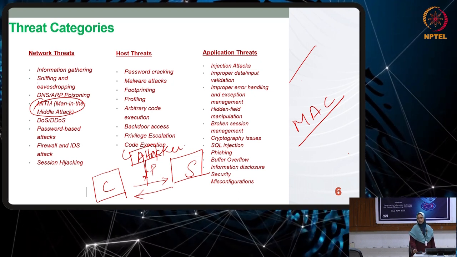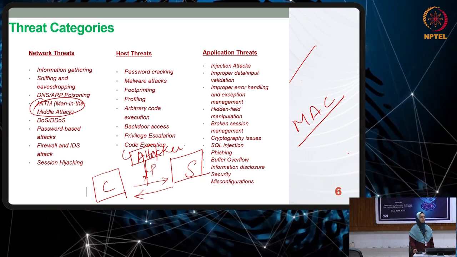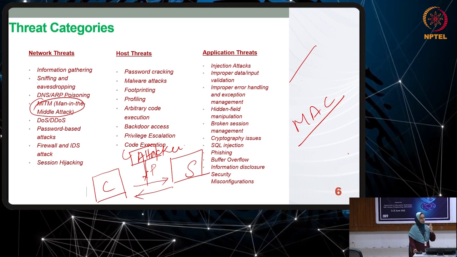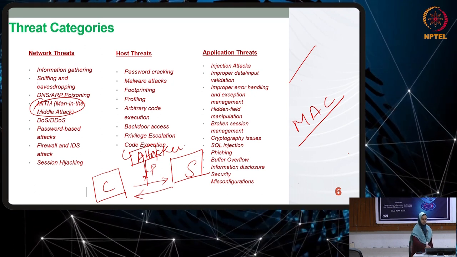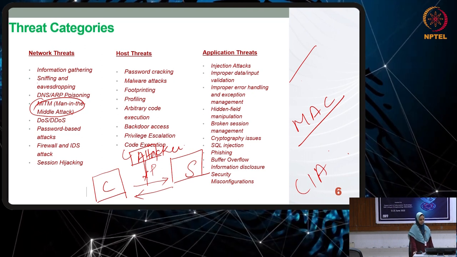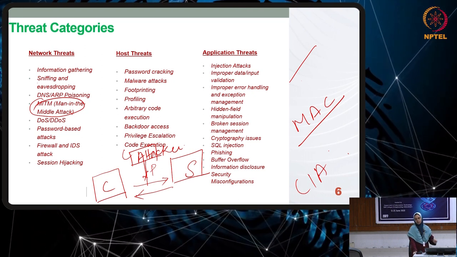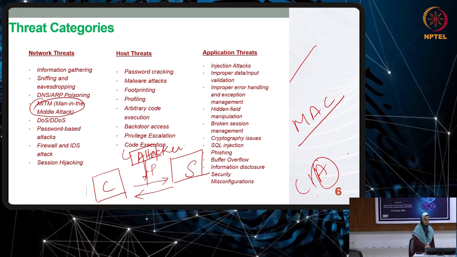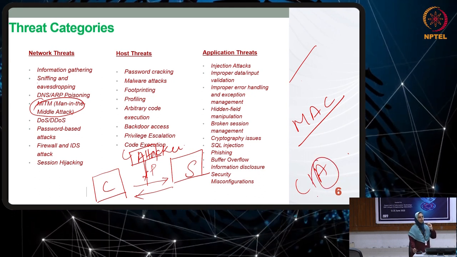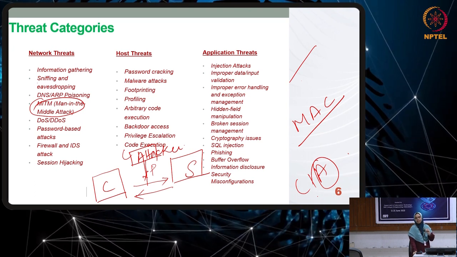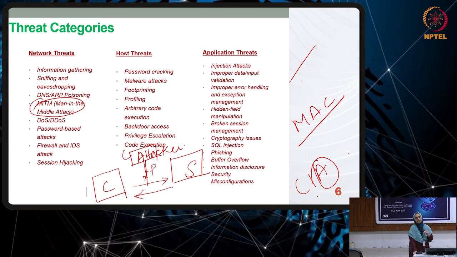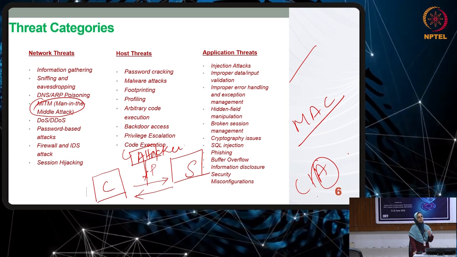DOS, denial of service. Distributed denial of service. In DOS, what kind of triad is compromised? C, I, or A? What is compromised for DOS? Confidentiality, integrity, or availability? Availability, very good. Right? So, availability of resource. If you are trying to do a malicious activity with the intention of crashing the resources of the victim, it is called what type of attack? Denial of service.